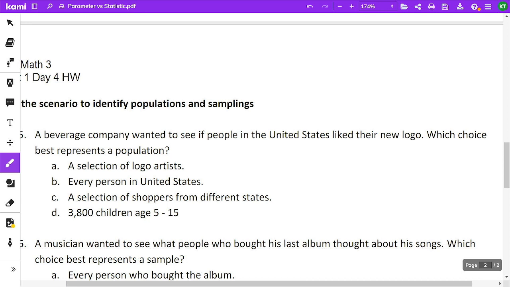So we're looking at the whole entire scope here of things. So if we're looking for the scope here of people in the United States, the population again is going to be every single person in the United States. So that's what they're looking at overall. We're not looking at just a selection of logo artists. We're not looking at just shoppers from different states or a subset of children aged 5 through 15.